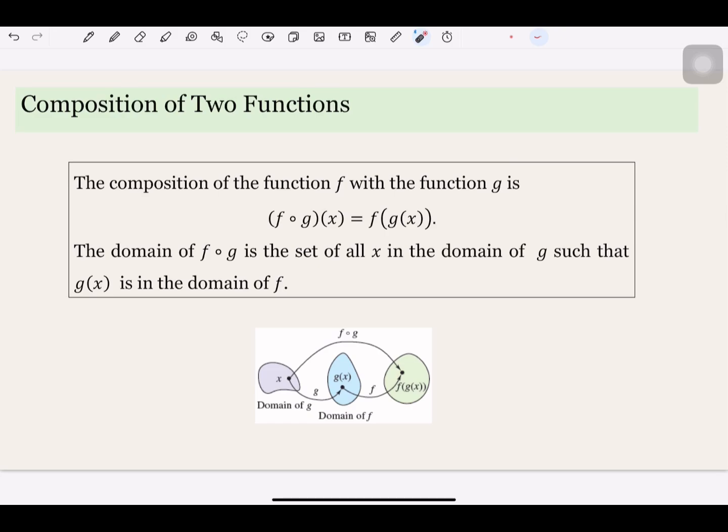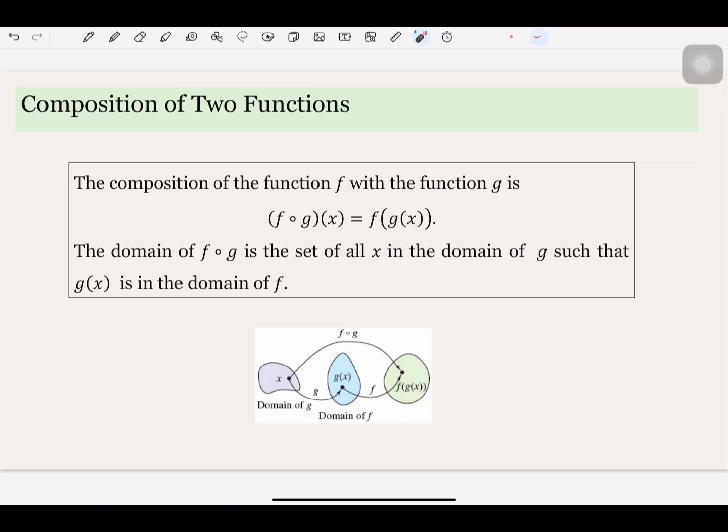Okay, so let's talk about a powerful idea in math called composition of functions. Suppose we have two functions f and g. Now we can create a new function by plugging one into the other. This is called composition. We write f∘g(x), and this means we take f as a function of g of x. So first we apply g to x and then we apply f to the result.